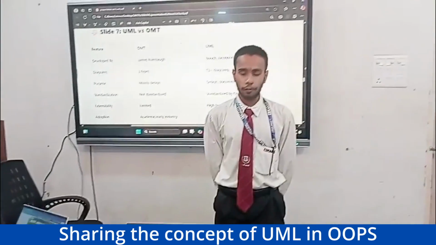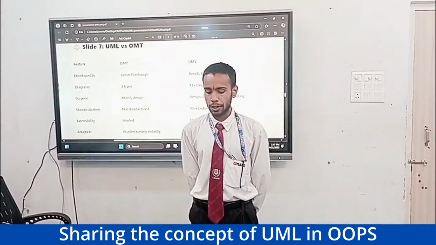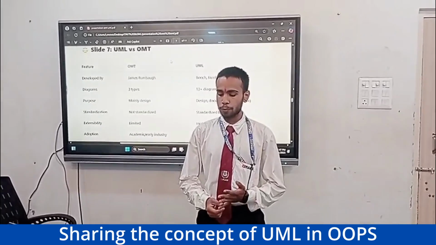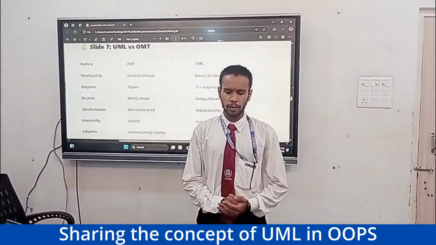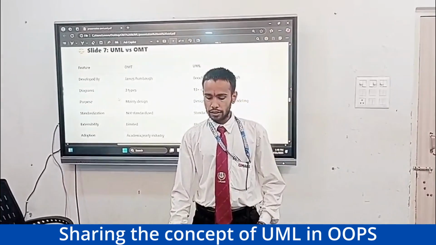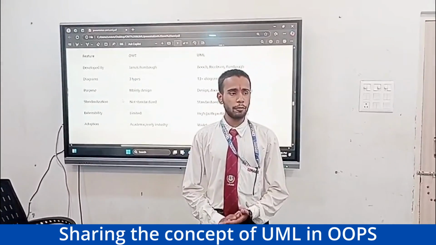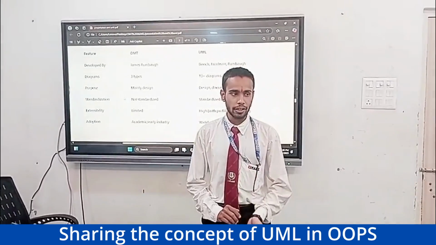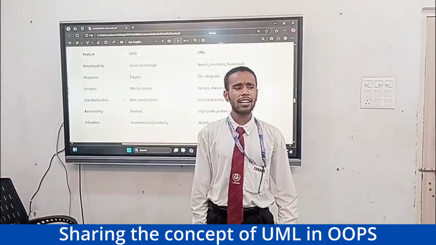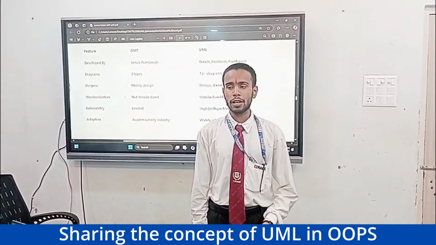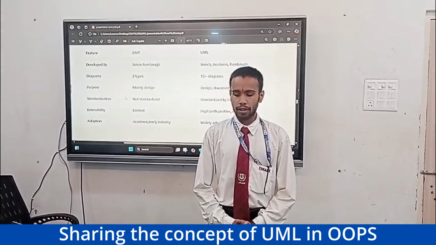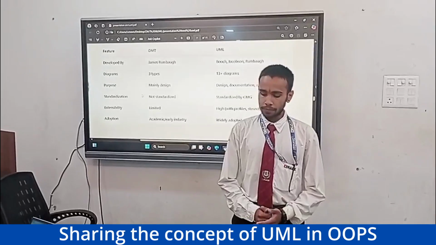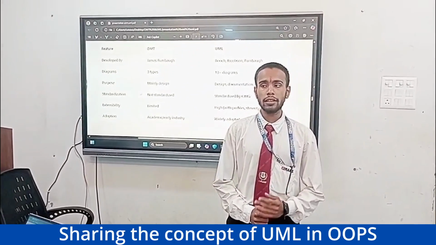Now let's see what are the differences between UML and OMT. UML was developed by a team of three people. They were Booch, Jacobson, and Rambo. And OMT was made by only James Rambo. The OMT is not a standardized way to depict object orientation modeling, while UML is a universally accepted standard. Then extensibility. OMT had limited diagrams, so limited ways to represent the concepts, but UML has 13 plus diagrams by which we can represent the modules and their interactions.